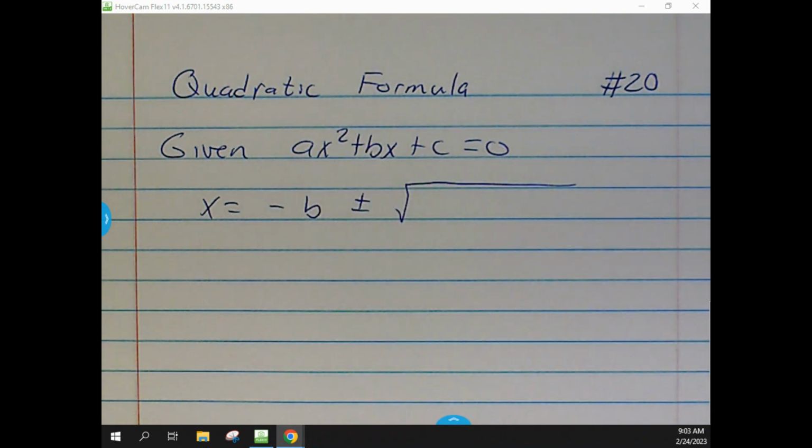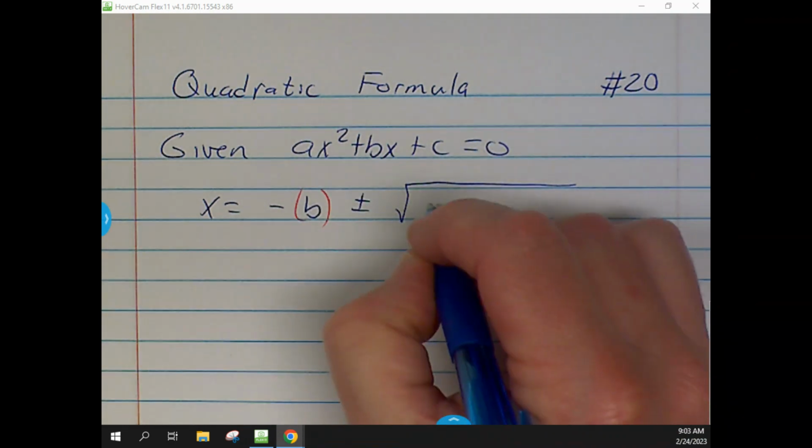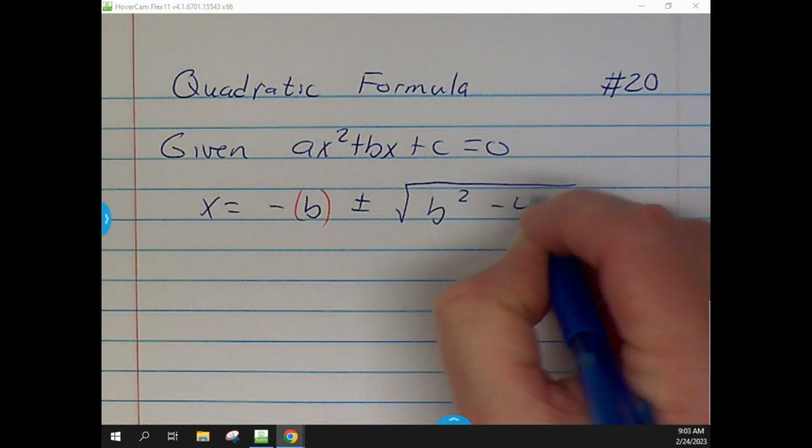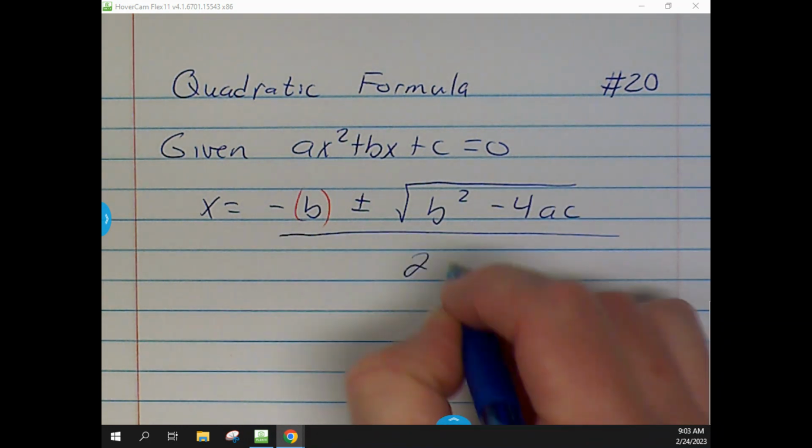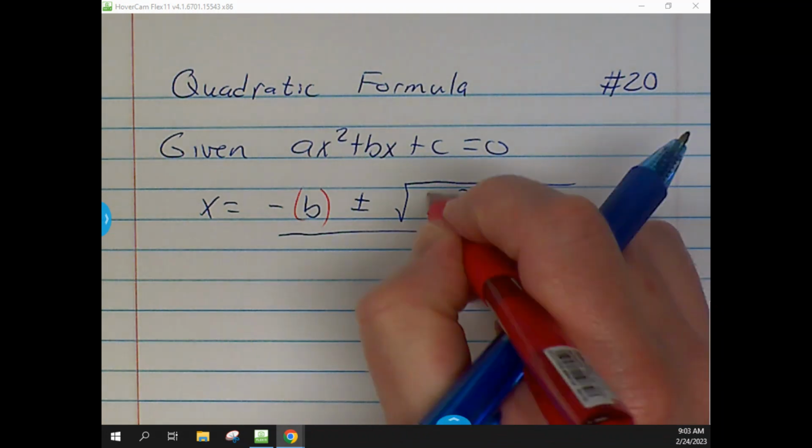Now, I'm going to do this one a little bit different than what you've probably seen it. You remember this: negative b plus or minus the square root of b squared minus 4ac, divided by 2a. Everybody remember doing that? Yeah.